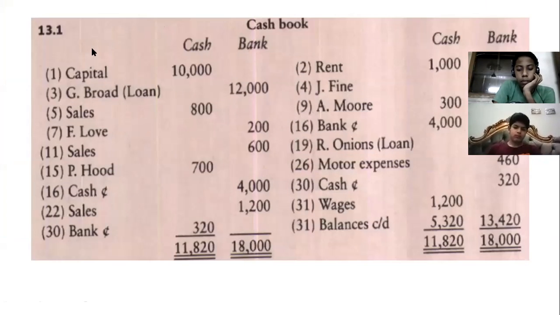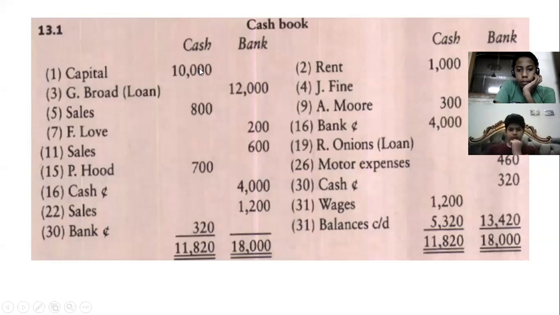Then the next thing is one more thing. This is the question we did in the previous class, and I already shared it with you. Today I will also share it, but with one more question. So what is this? You can see here, this is the cash column, the bank column, and this is what we have studied.